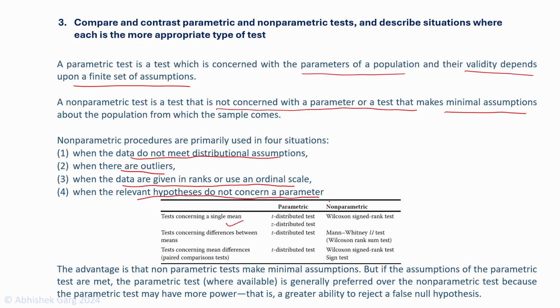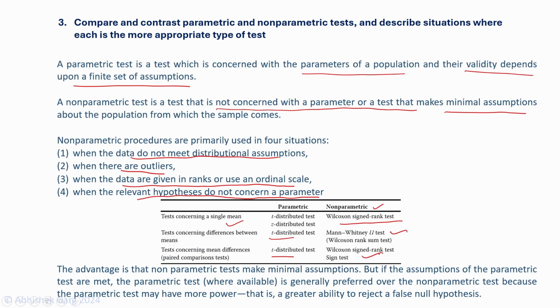Tests concerning a single mean. In a parametric test, we can use t-distributed test or z-distributed test, and Wilcoxon signed rank test is an example of non-parametric test. It's an alternate to t-distributed test. Tests concerning differences between means. For parametric, we use t-distributed test, but for non-parametric, we can use Mann-Whitney U test. And tests concerning mean differences, that means paired comparison tests. The parametric test is t-distributed, but we can use Wilcoxon signed rank test and a signed test for non-parametric.